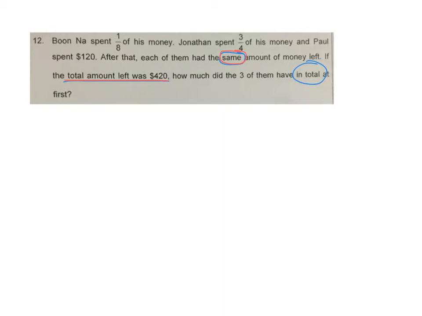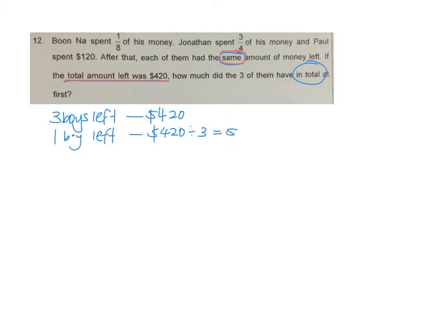If 3 boys left was $420, 1 boy left would be $420 divided by 3. I am going to give you this answer because it is going to require us to use this information.